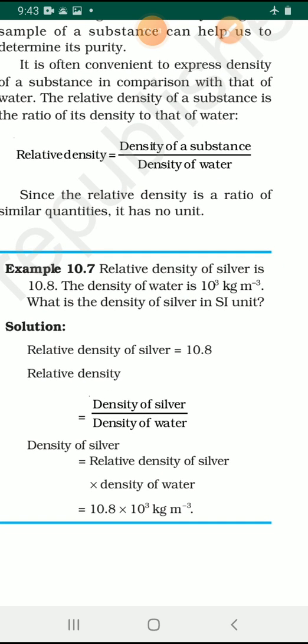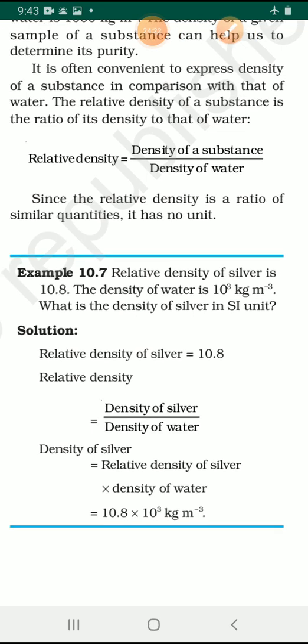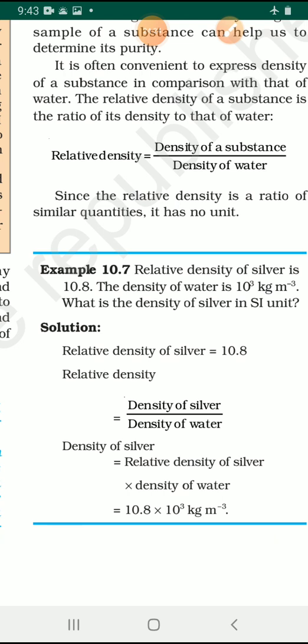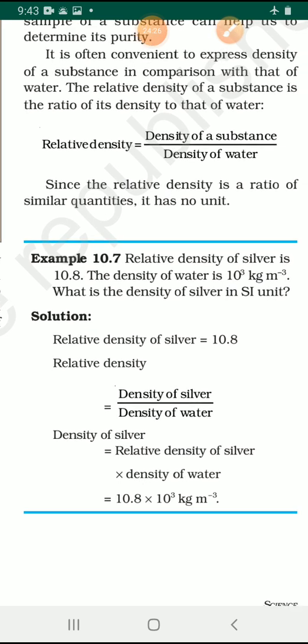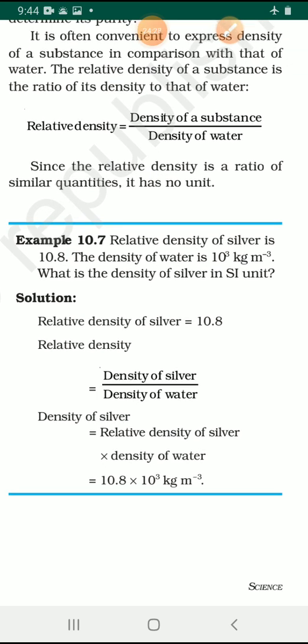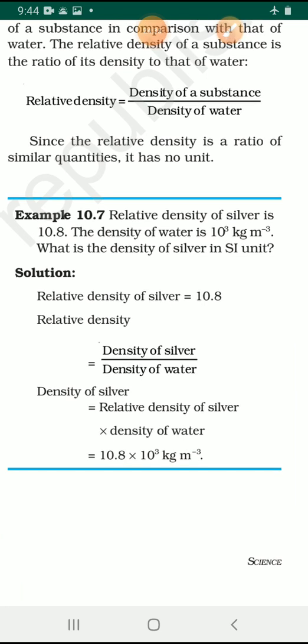We know that formula. Relative density is nothing but the density of a substance divided by the density of water. So this is the formula, right? We can say that for any substance, here silver is given, so we take silver. If gold had been given, we would have taken gold, right? So here you can see the density of silver divided by the density of water.